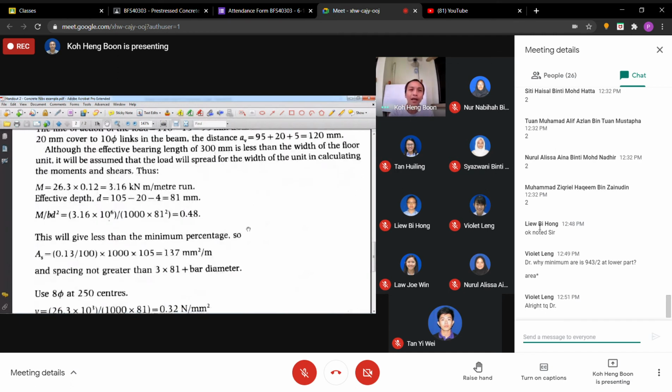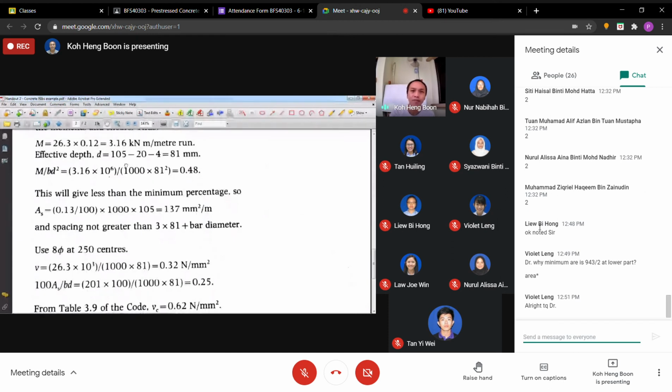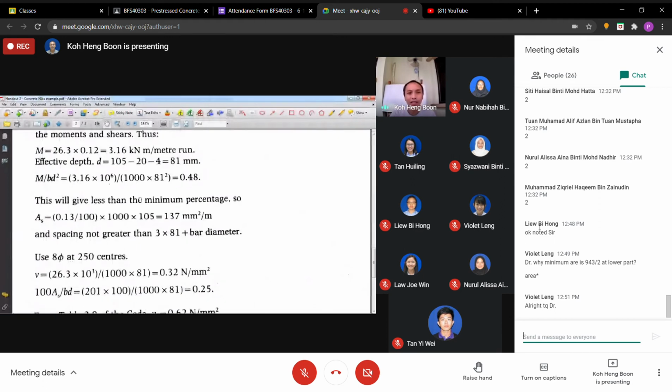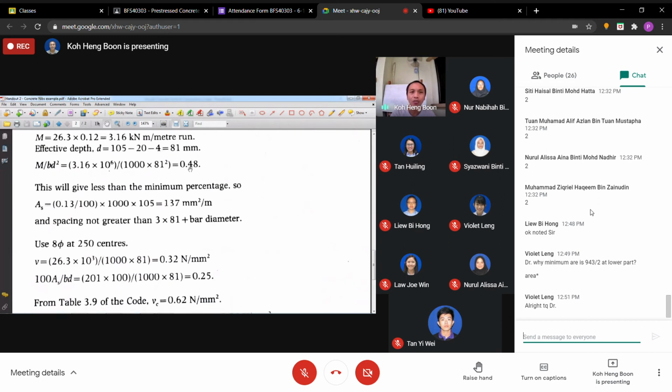Moment is V multiplied by the AV. AV is 0.12 or 120 mm. So you get 3.16 kilonewton meter per meter run here. And you can calculate the effective depth. The thickness of the nib is 105 minus 20 mm, going to use 8 mm diameter, but actually it's not practical to use 8 mm, at least 10 mm. So never mind, you assume it's 8 mm, half of the main bar, 81 mm. 81 mm is the effective depth.